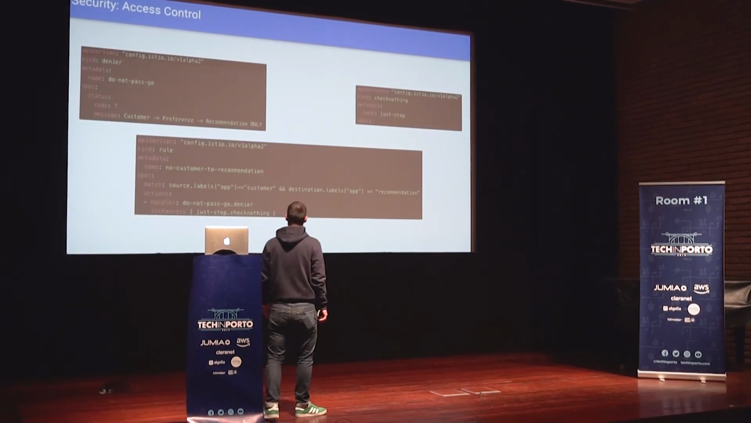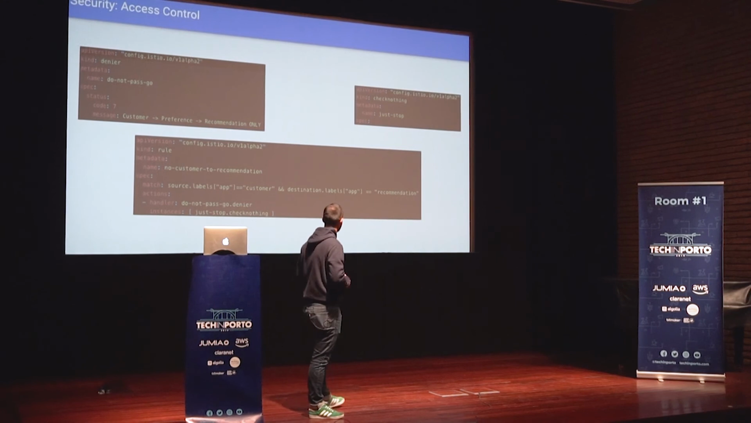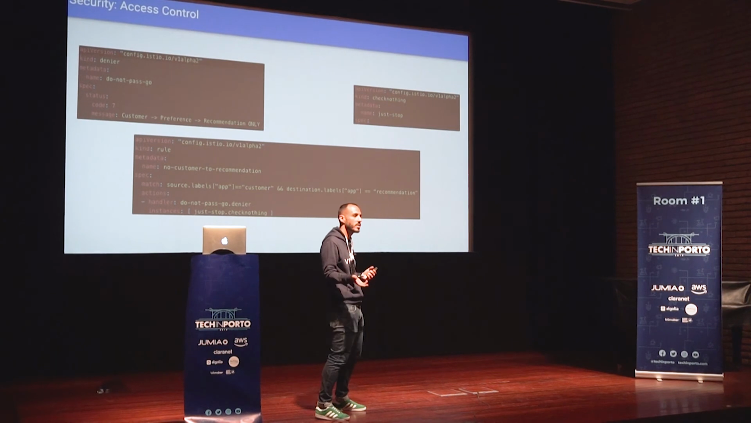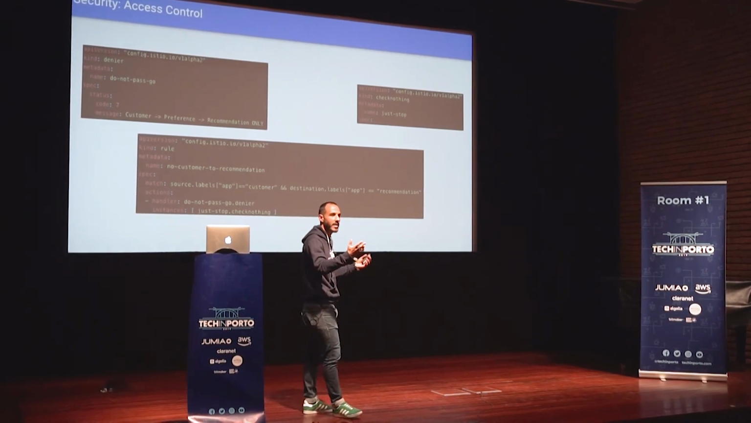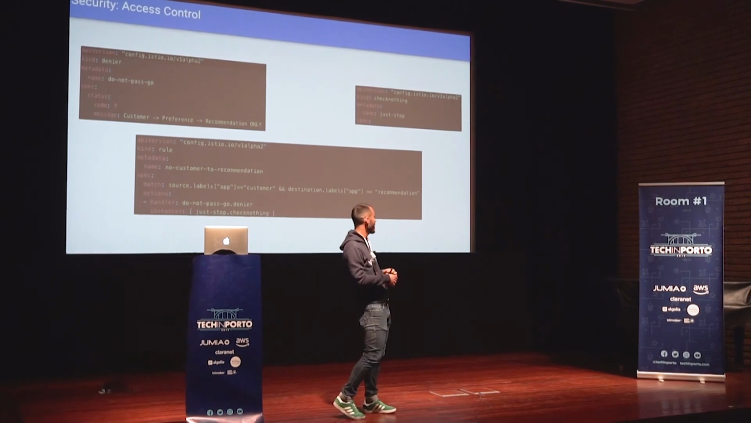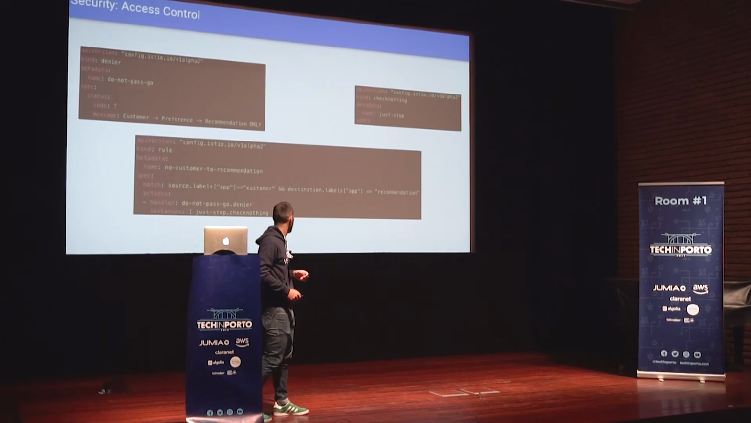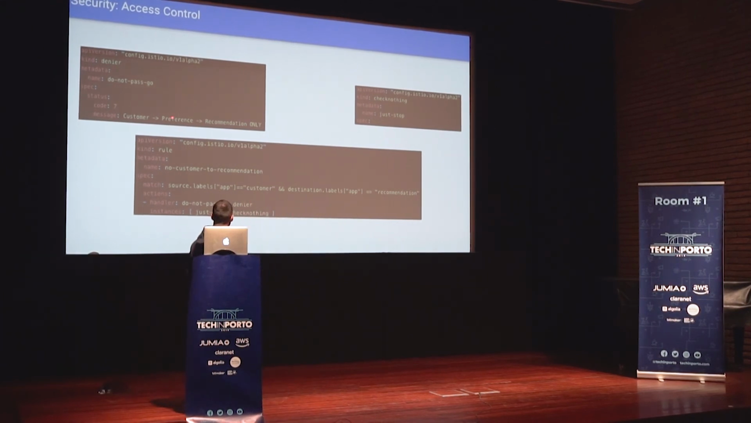Another concept is access control. Like I was speaking before, you can have one application that for some reason is exposed, and now you can get into your whole system and start playing around and fetching information. With this, you can start to block those kinds of things. So basically what we're saying here is that customer only talks to preference, and preference only talks to recommendation, and this is how it is enforced. So if we have an app with a label customer talking to a label recommendation, that is not allowed. So this is a nice way to enforce it.